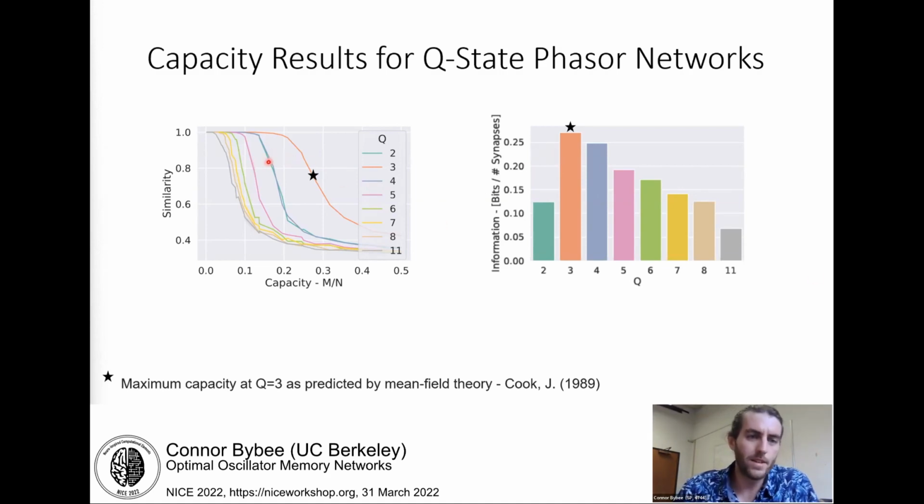For Q equals 2 and 3, we can see that both obtain the same pattern capacity. They can store the same number of patterns, but Q equals 4 has a greater number of bits, being 2 bits per neuron, and therefore obtains a higher information capacity. We see that for many values of Q, we can obtain a higher information capacity than the traditional Hopfield network.